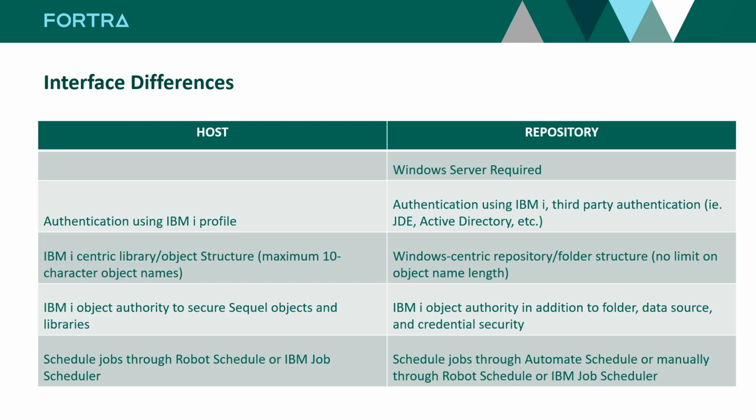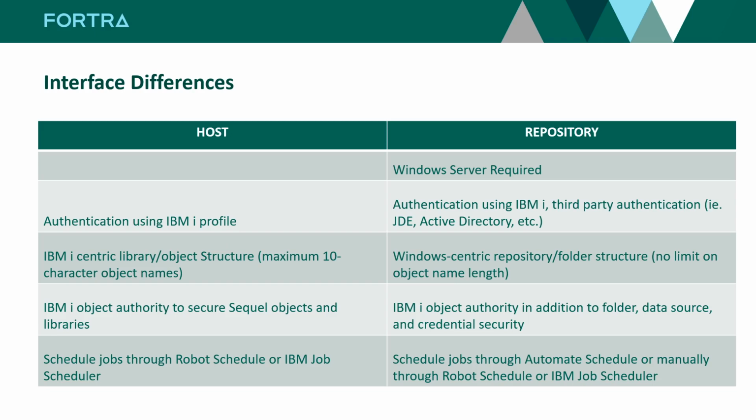IBM Object Authority is used to secure SQL objects in libraries, as well as the opportunity to use some additional higher level security if you're in the host mode. That's through our product. Whereas in the repository, we still use IBM Object Authority, our advanced database security in the SQL product, but we also have some additional folder security that's very easy to set up and quite powerful. And it makes it very easy to secure multiple levels if needed within the product.